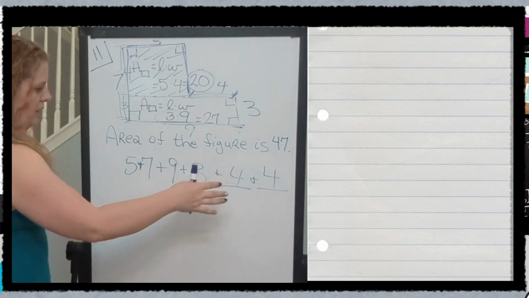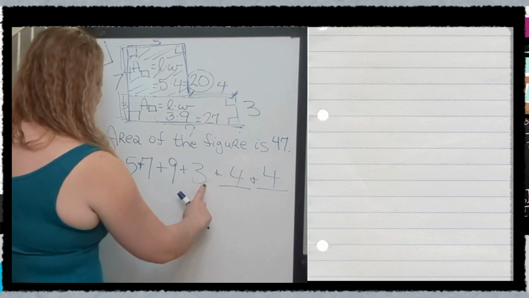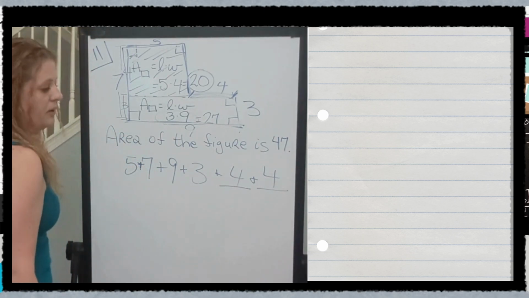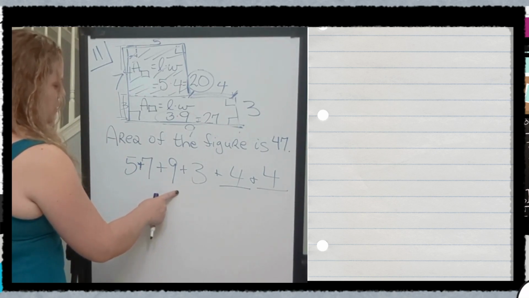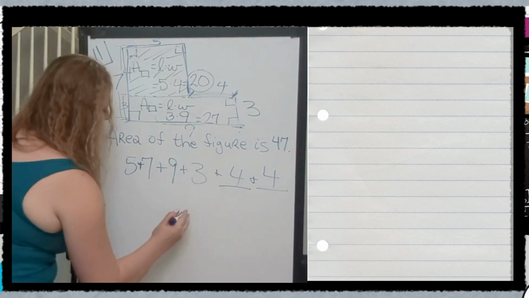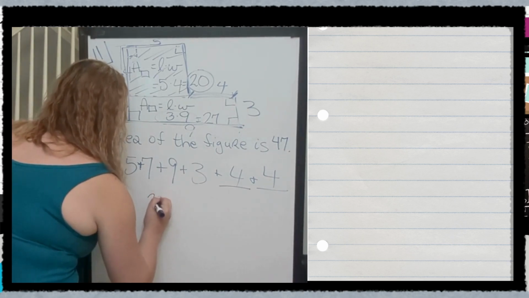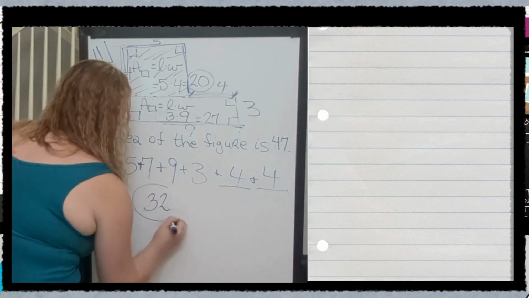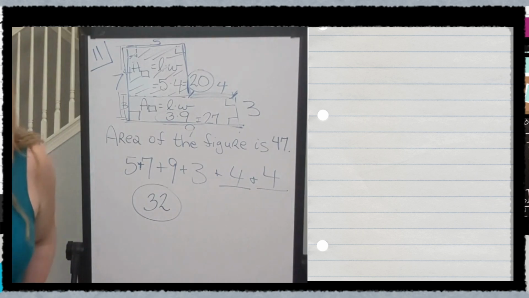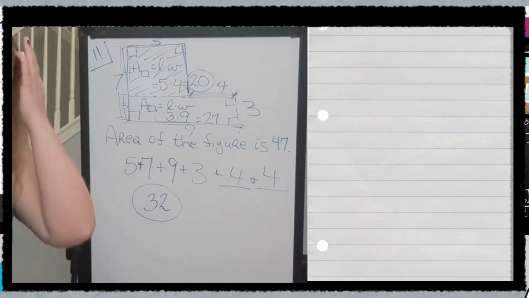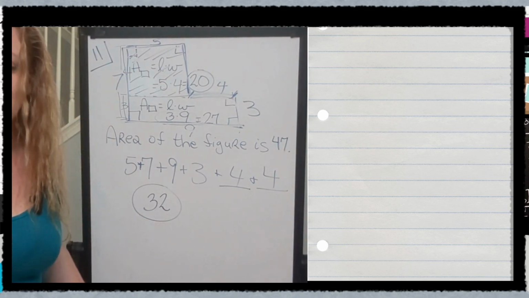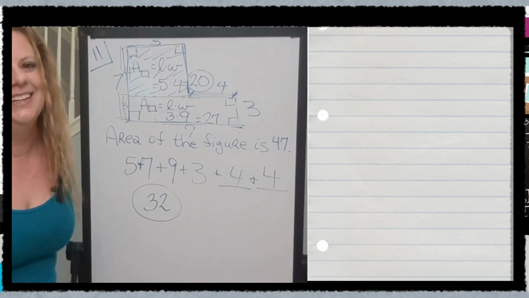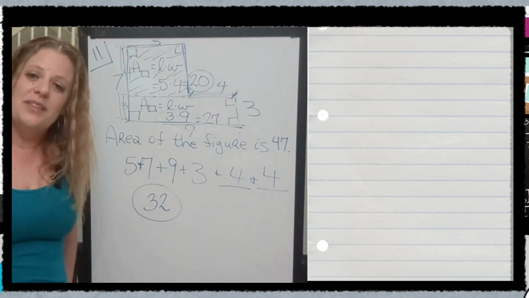Okay, let's add it all up. We have 5 plus 7 plus 9 plus 3 plus 4 plus 4. I'll be your calculator in this instance. 4 and 4 is 8. 3 makes 11. 9 makes 20. 27 plus 5, which is 32. They did not give us what type of unit, like centimeters or inches. So we're just going to go with 32 square units as our answer. Pay attention to the numbers you have. The numbers I have are different.